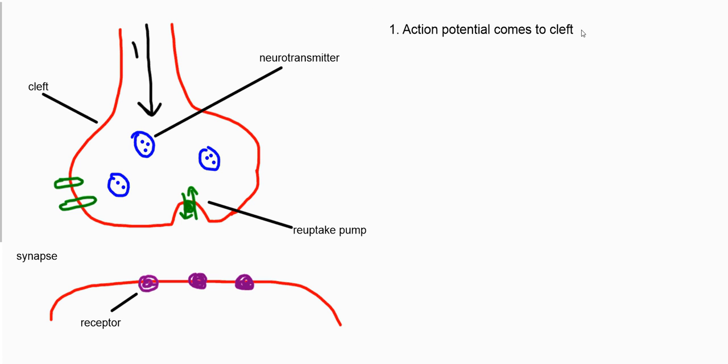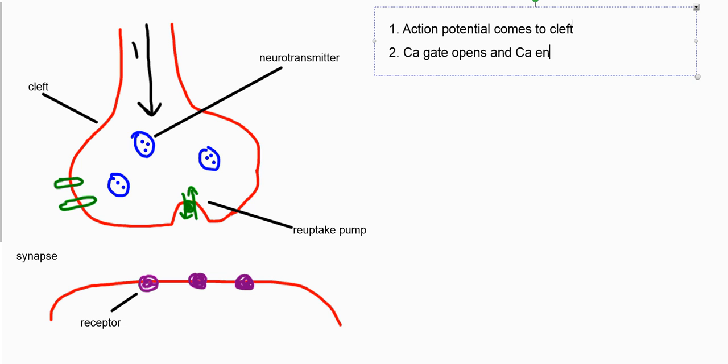So let's go ahead and add that in there. So number two then, there we go, number two. Calcium gate opens and calcium enters. Okay? So this is another ion we haven't talked about yet. So let's go ahead and put in the calcium here, Ca, right? And that enters into the cell. So that's going to be step number 2.